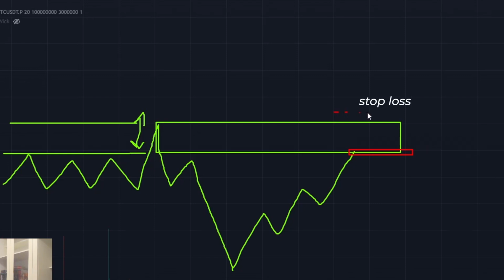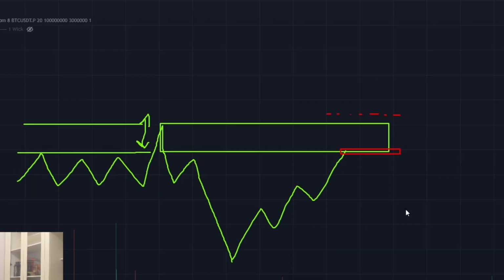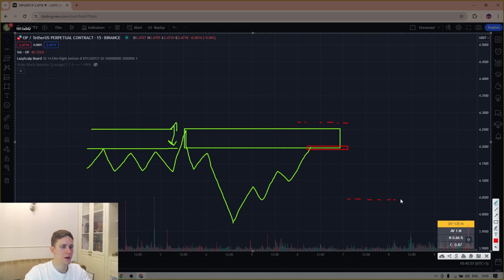The stop loss is 0.2% behind or above the zone, and the take profit is here, with a ratio no less than 2 to 1. This ratio will ensure you stay profitable, and it will give you a really good risk-reward ratio.